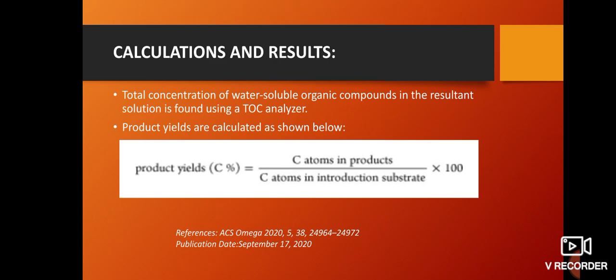Now coming towards calculations and result, total concentration of water-soluble organic compounds in the resultant solution were found using a TOC analyzer. The product yields were calculated as shown below, which are in percentage. We have carbon atoms in products divided by carbon atoms in introduced substrate multiplied by 100, and then we would get product yields in percent.